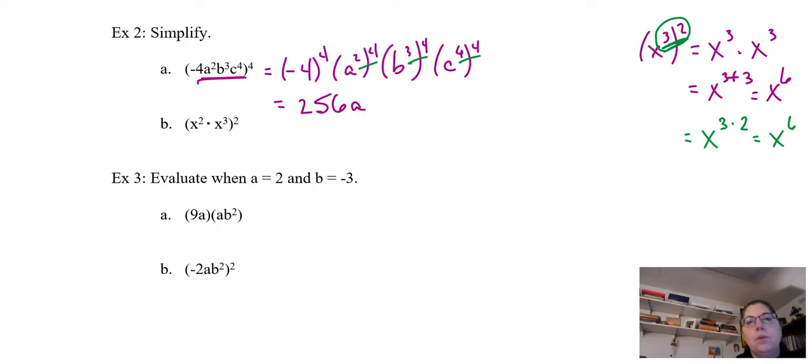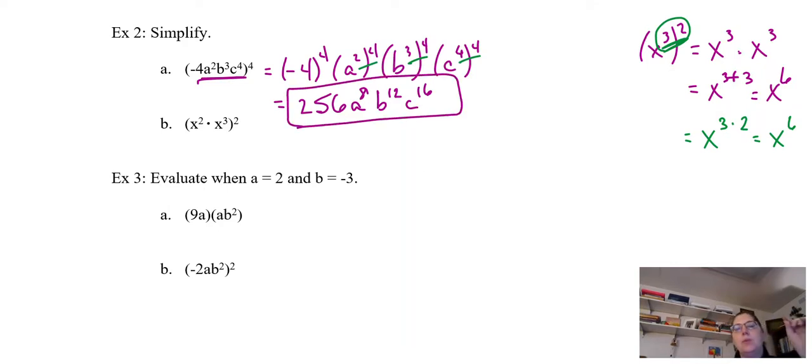So 2 times 4 gives me 8. 3 times 4 gives me 12. 4 times 4 gives me 16. So here's my final answer. It would be the same thing as if I wrote that term out 4 different times and did the product like I did in example 1. It would be the same answer.